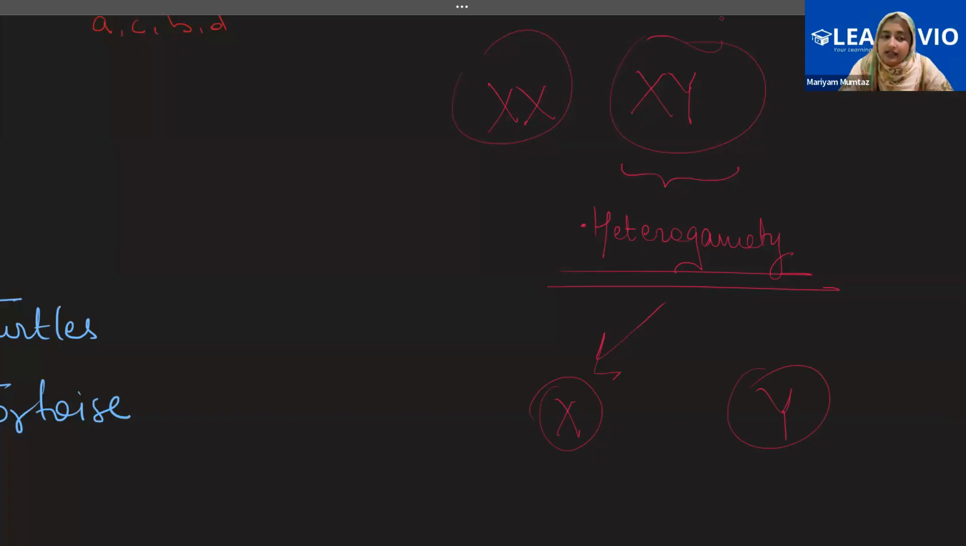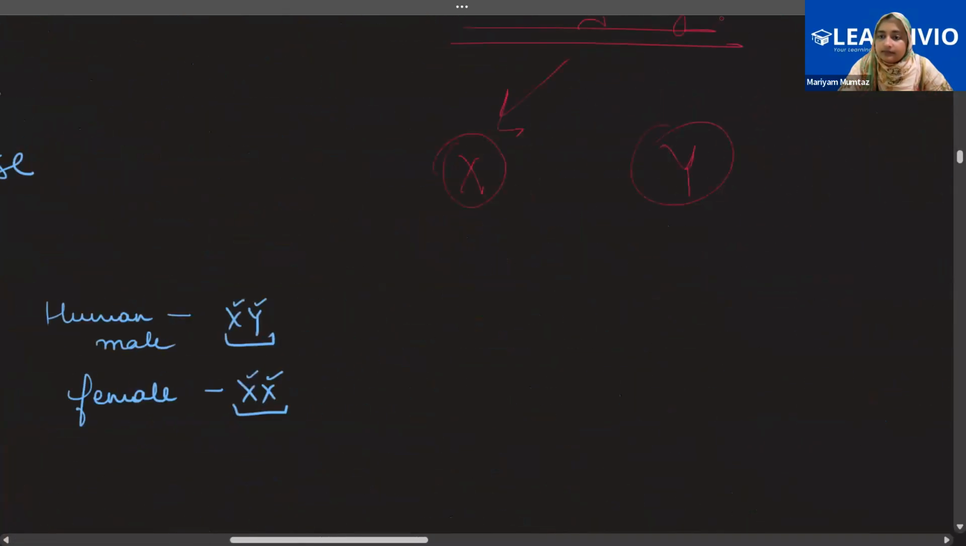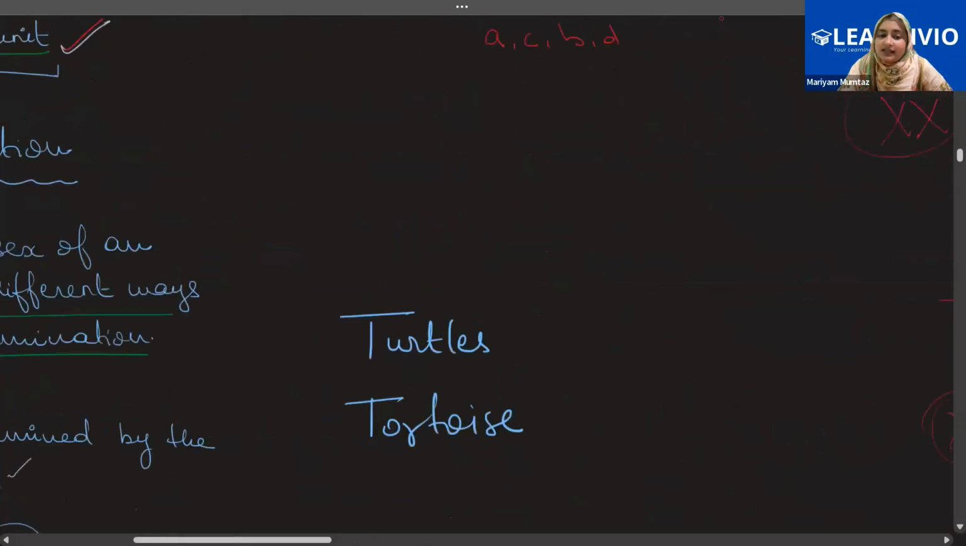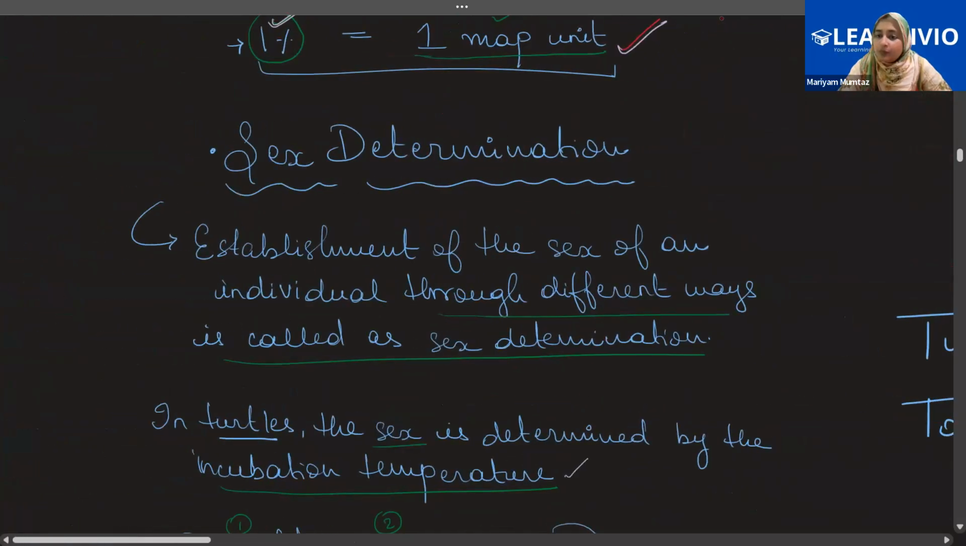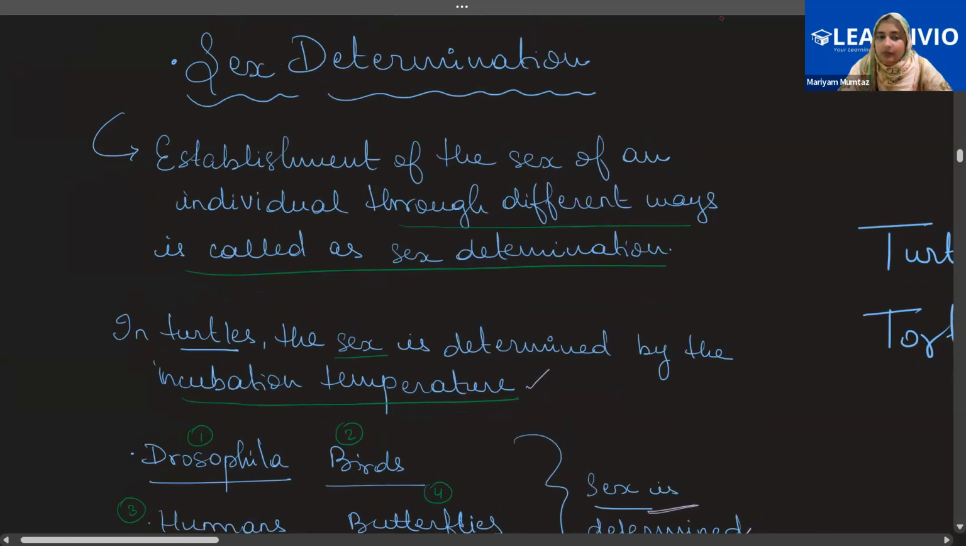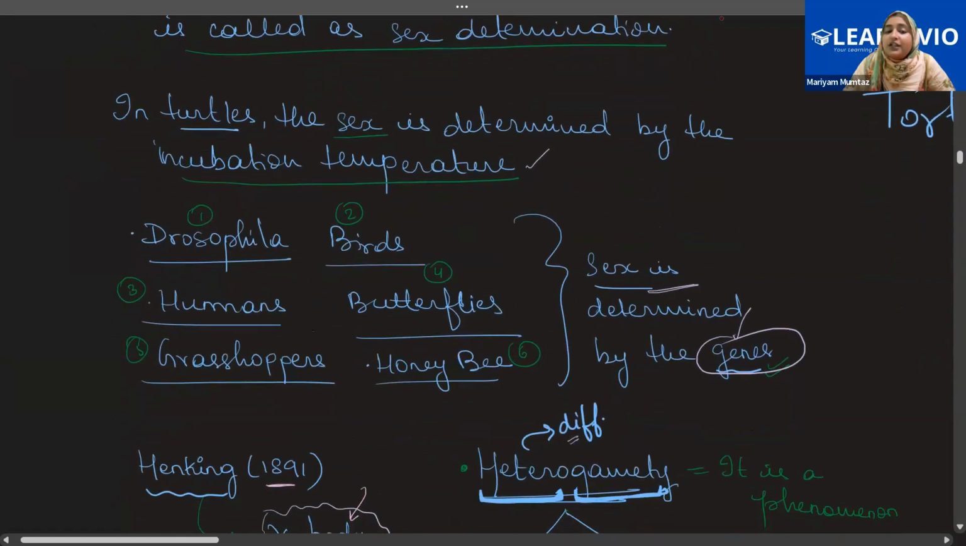It depends upon the organism. In humans, females don't have heterogamety, but in other organisms, they do. In other organisms, such as chickens, the hens, it is the females that decide the sex of the baby. But in humans, they don't. Now, in turtles, the sex is determined by the incubation temperature of the water.